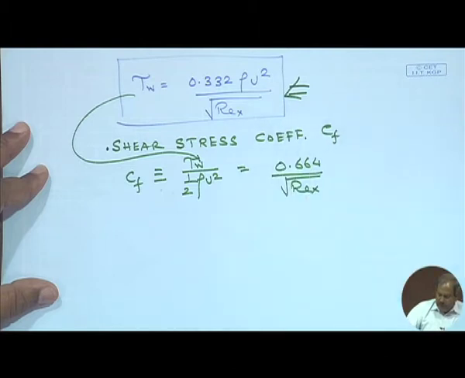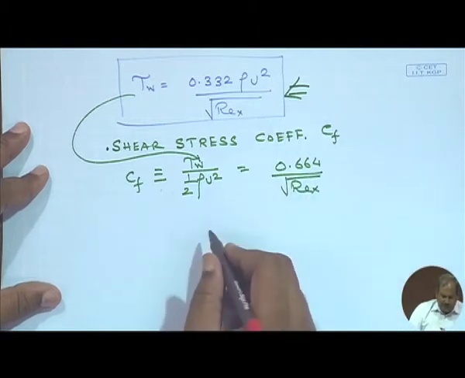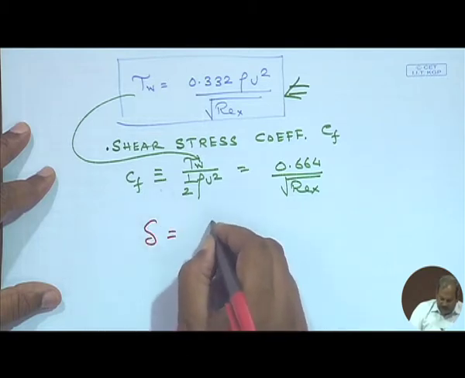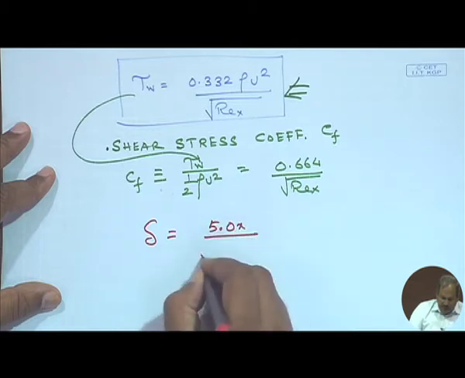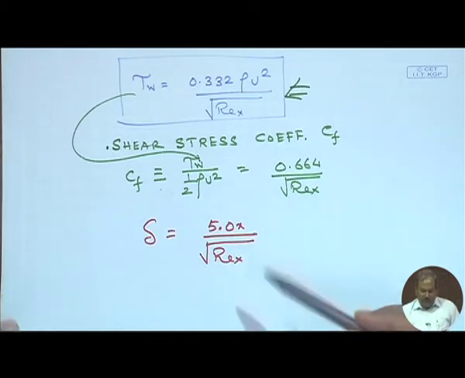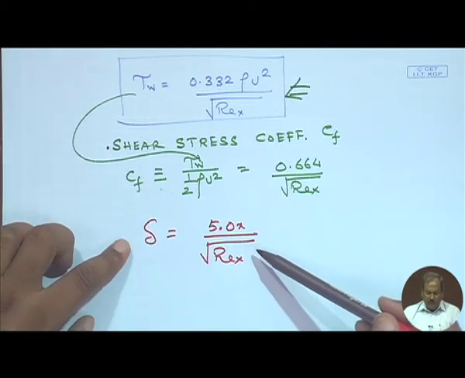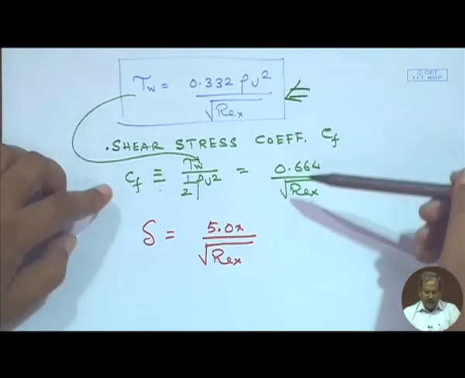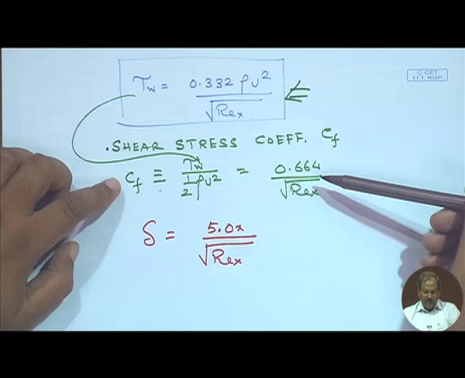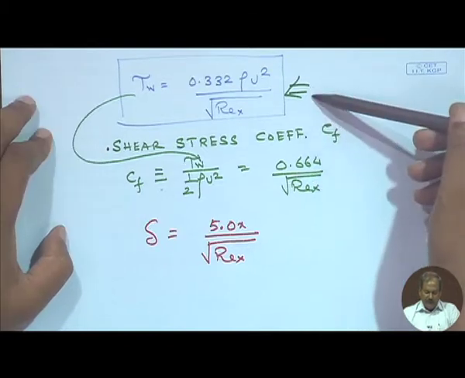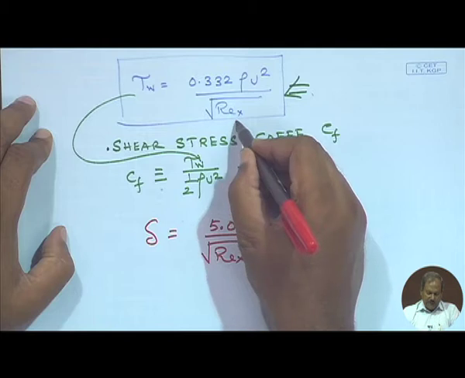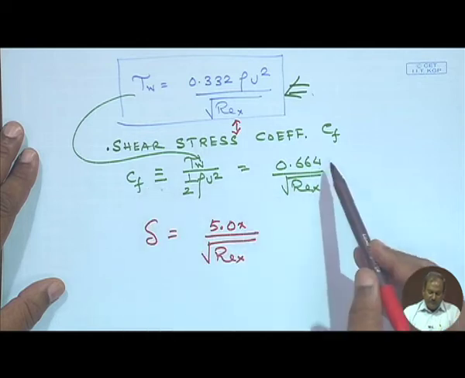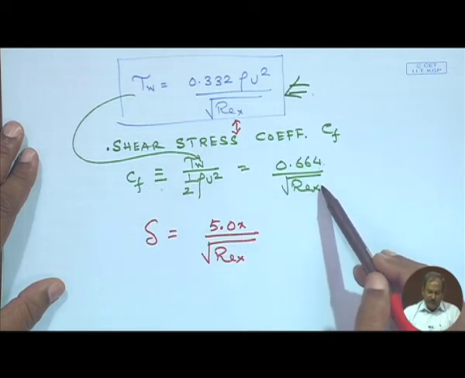So the three equations, three expressions that we have obtained through this exercise are these three. The first is an expression of the boundary layer thickness. The second is an expression of the wall shear stress, and the third, which is just by definition more commonly known as the shear stress coefficient, is an expression for the shear stress coefficient, which is 0.664 by root over r e x.